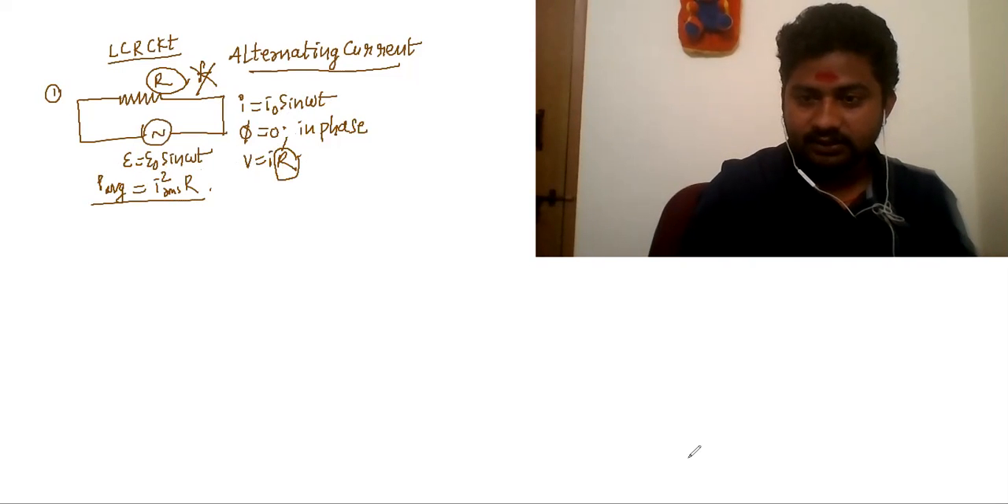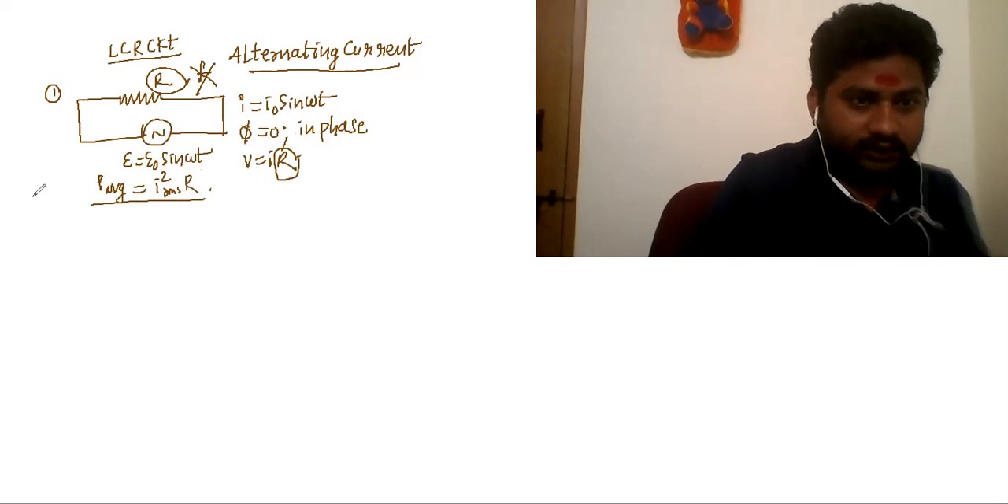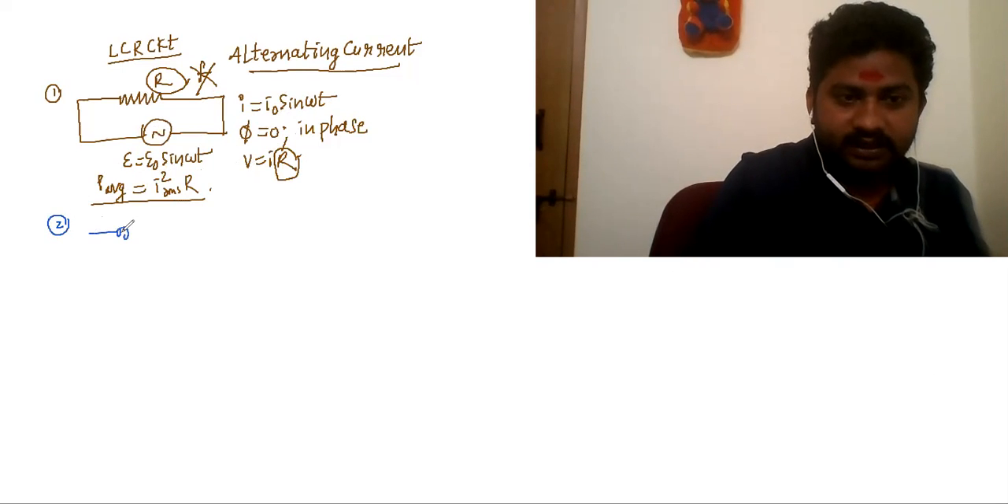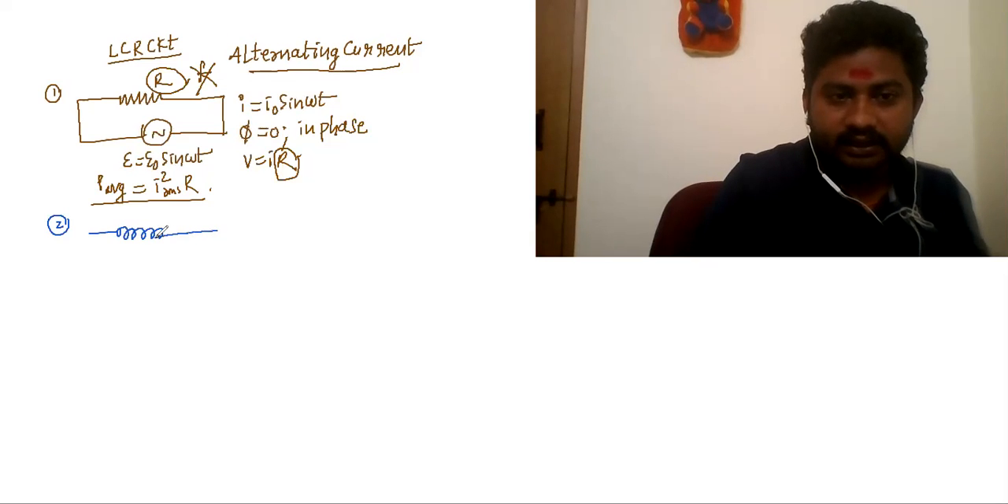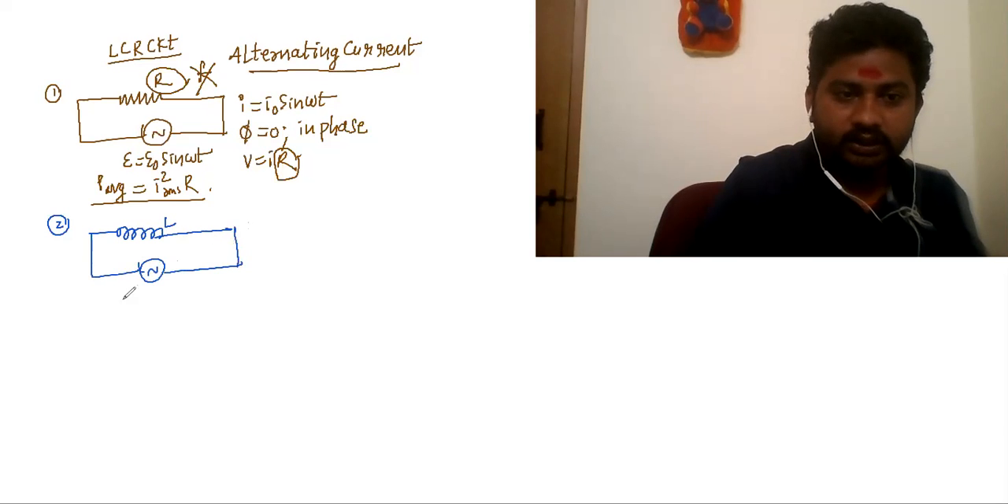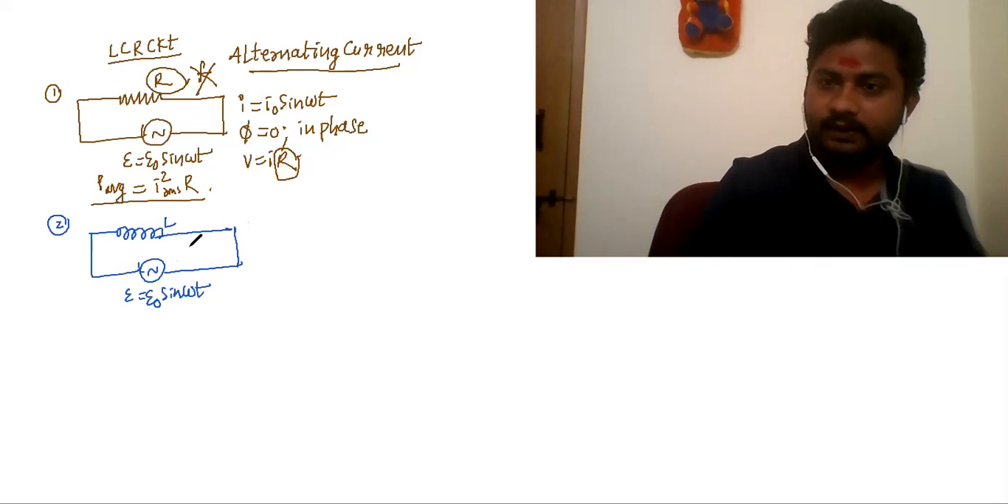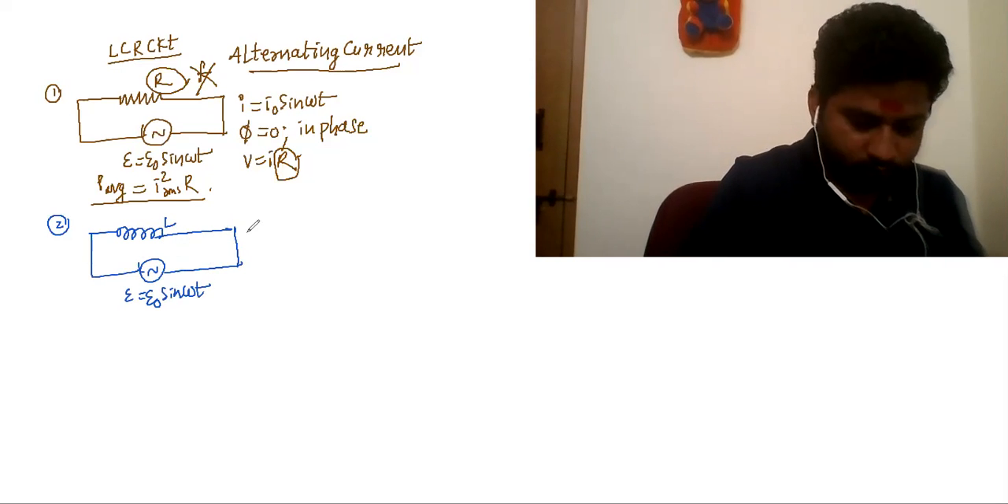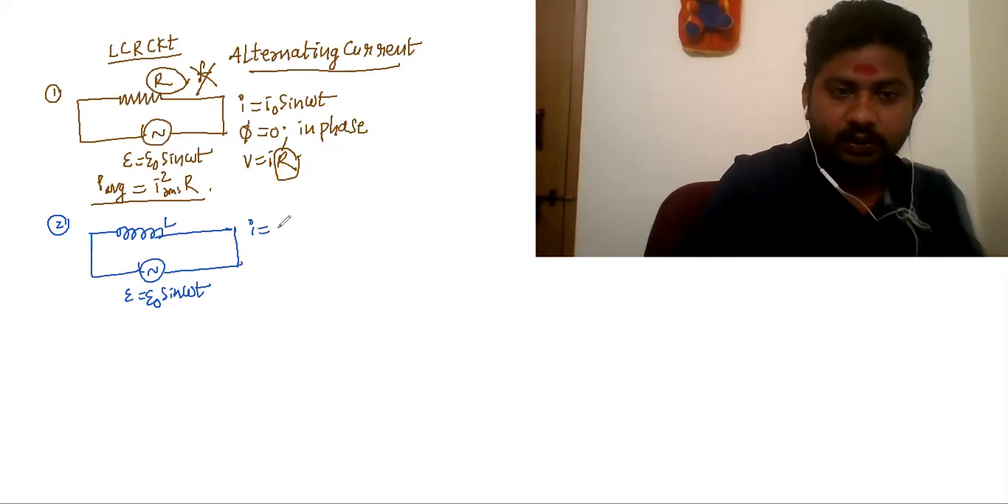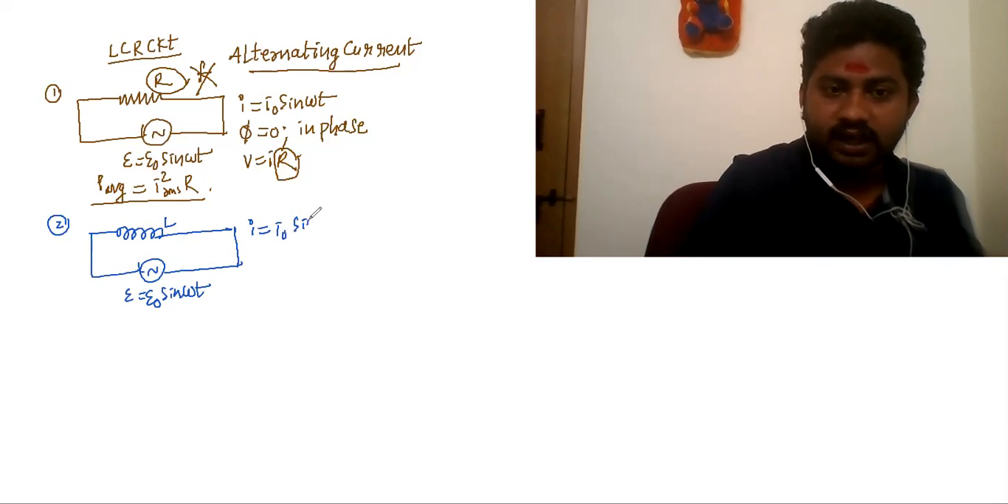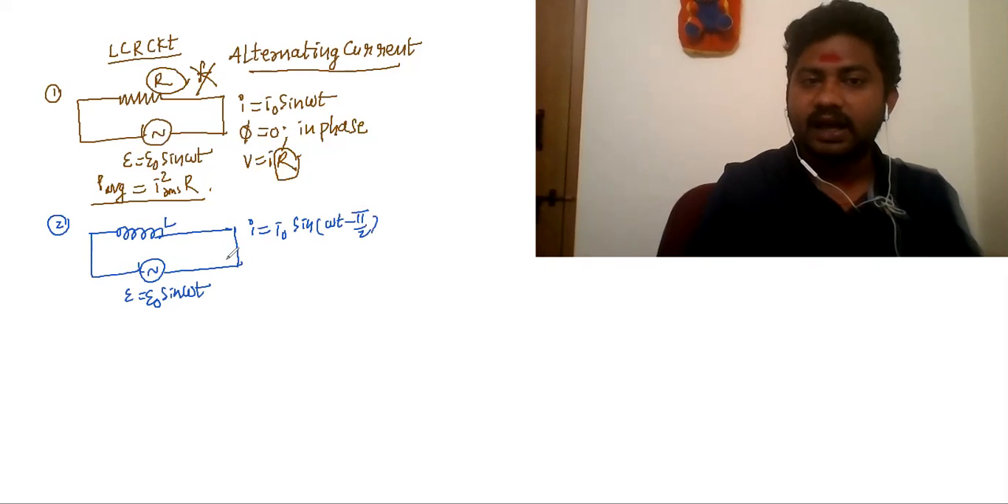Now the second case, let's look at the second case, my dear children. There is a circuit where an inductor of inductance L is connected to an alternating source, with EMF E equal to E naught sine omega t. Now when the current is passing through, we have I equal to I naught sine omega t minus pi by 2. So this is our current I value here.